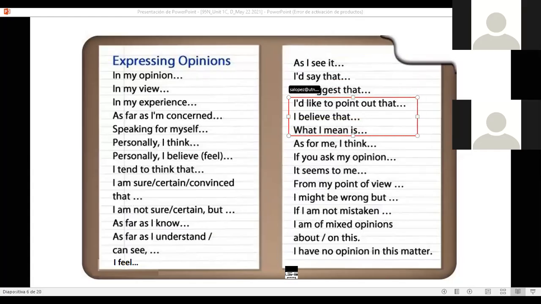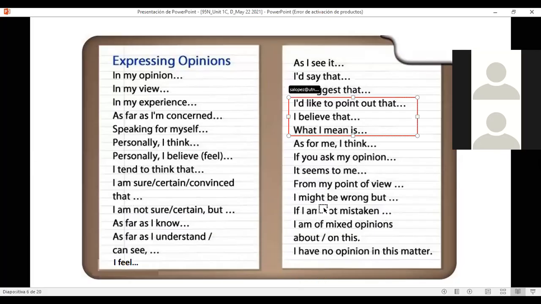Saulo, can you help me with these three ones, please? I'd like to point out that, I believe that, and what I mean is. I'd like to point out that, sí, me gustaría señalar que, o me gustaría resaltar que, I believe that, yo creo que, fue una de las primeras oraciones que me dieron, and what I mean is, lo que quiero decir es, o me refiero a.